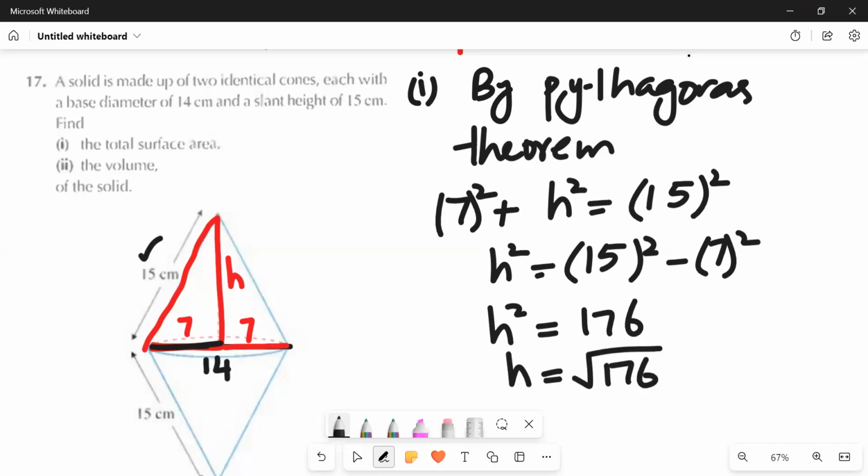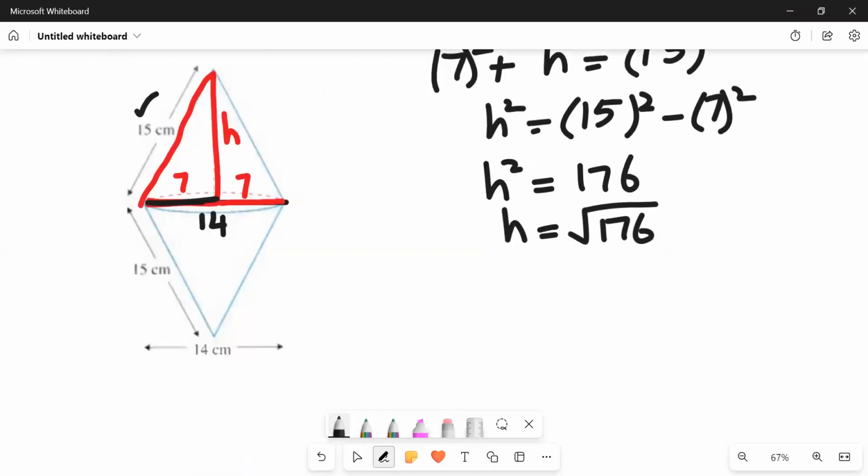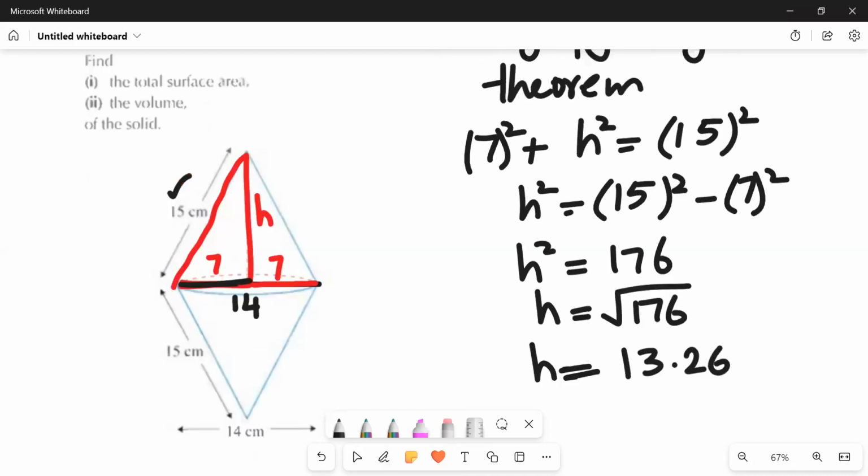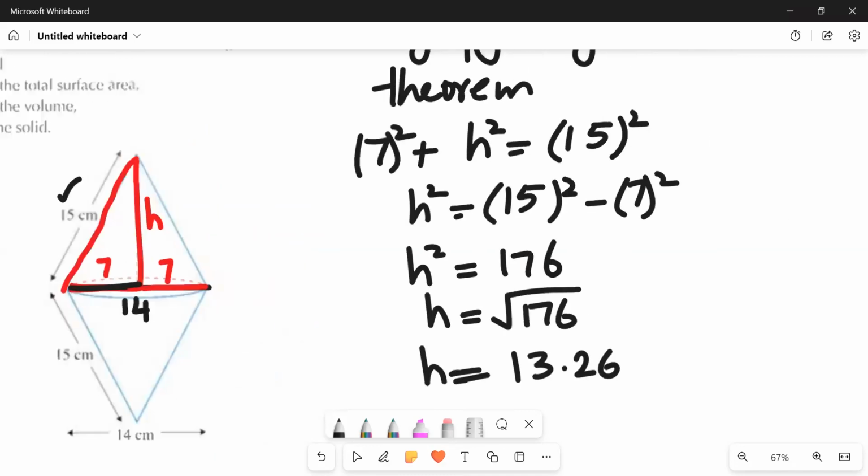What is the answer for the square root? H. Yes, Zara. 13.266. Okay, now we found h. So now we can find the total surface area.